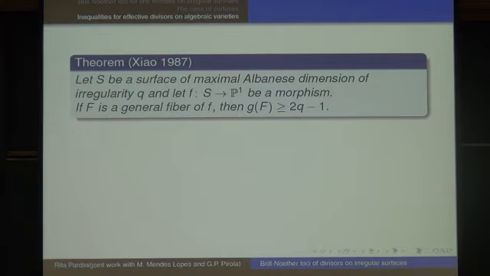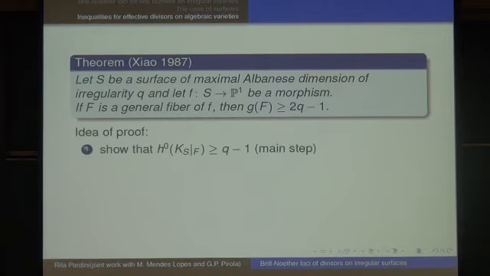Okay. No, I just wanted to tell you something about the number one. You remember I said we did two things, some infinitesimal study and this existence theorem for surfaces. And so I would like to recall this is a result of Xiao, which goes back to 1987. You have a surface of maximal Albanese dimension and a fibration over P1. It's important that it's over P1. Then he gave a lower bound for the geometric genus of the general fiber in terms of the irregularity.